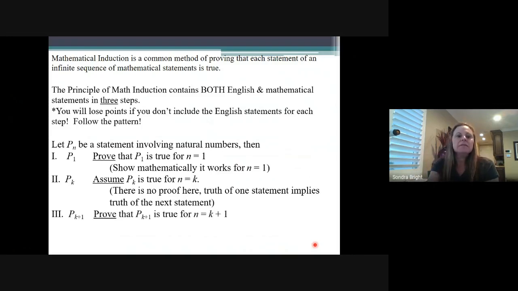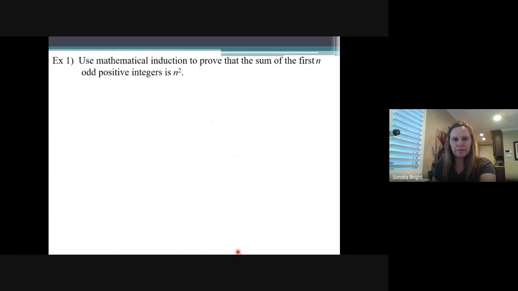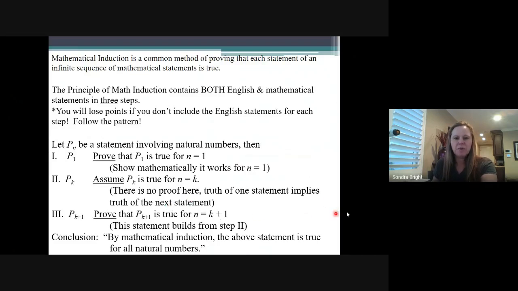And then step 3 is you're going to prove that this is true for when n is equal to k plus 1. For this statement, you'll repeat step 2's line, and then you'll work off of that. Your conclusion, which you write in English words, is: by mathematical induction, the above statement is true for all natural numbers. Let me go back. Go ahead and just pause it if you still need to write down this slide.